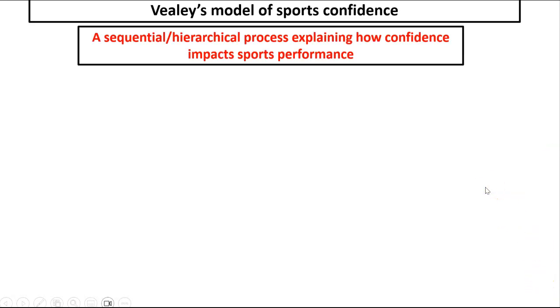So just to give you a bit of an idea of what this model of sports confidence proposes, it is a sequential or hierarchical process that explains how confidence impacts sports performance. When I say hierarchical and sequential, what that means is the model has three key factors at the top of it. And then these three factors will interact to directly influence other parts of the model.